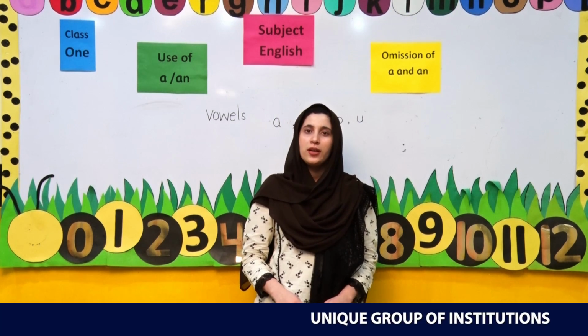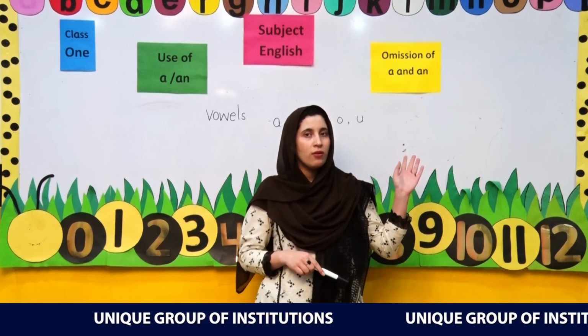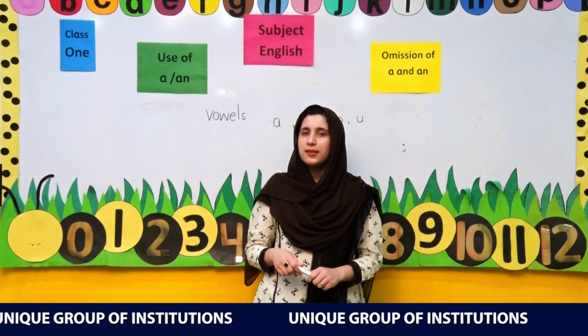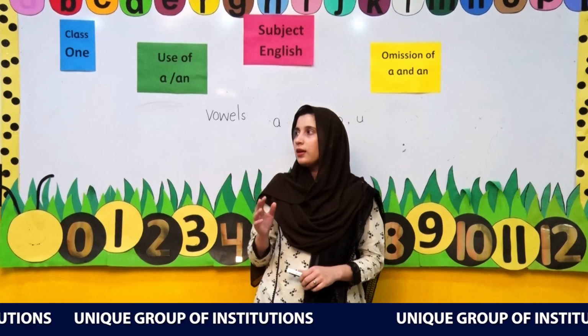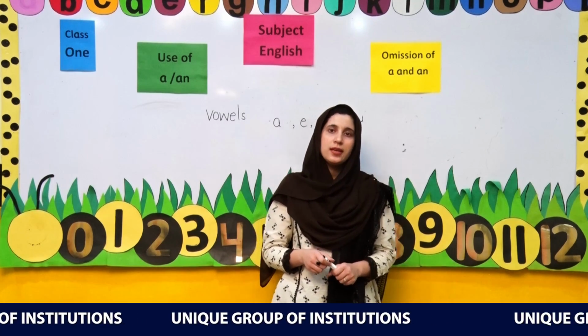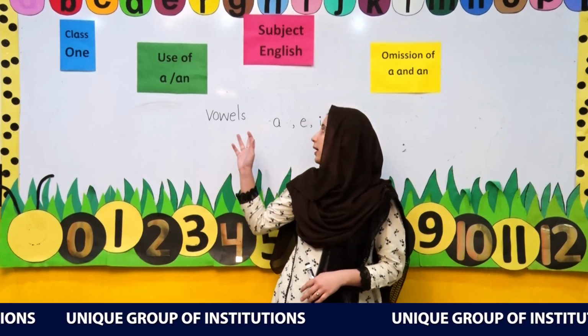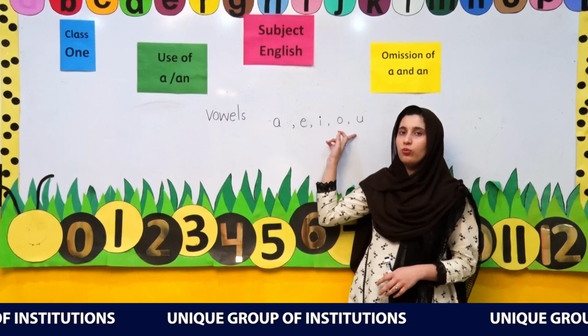Today we are going to learn about the use of a and an and omissions of a and an. In this lesson we will learn where to use a and where to use an. Students, do you know about vowels? What are vowels? How many vowels are there? There are 5 vowels: A, E, I, O, U.